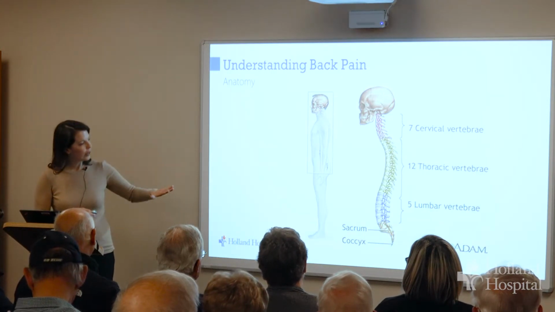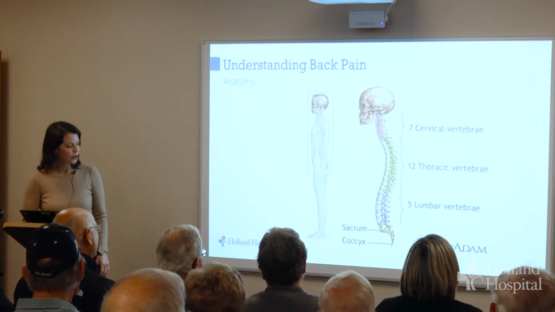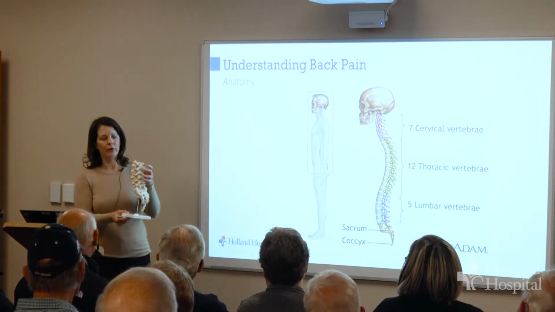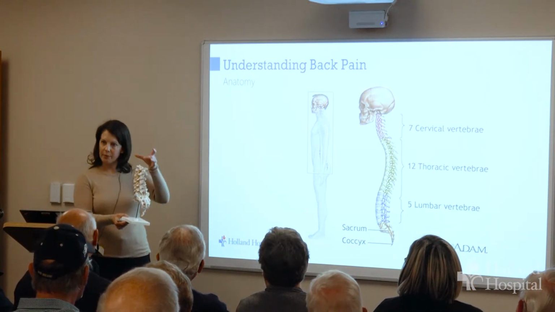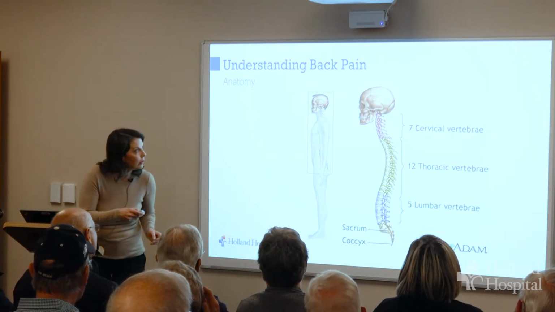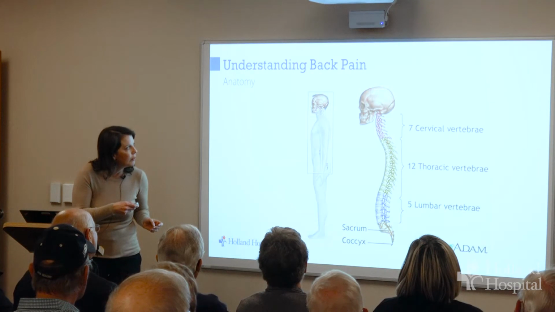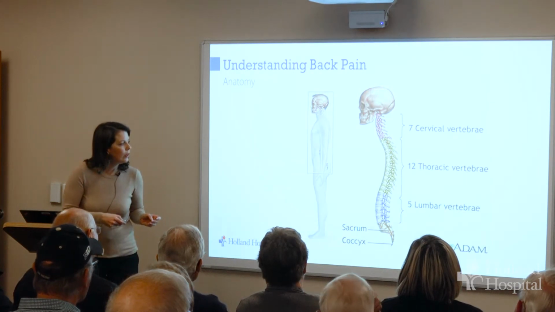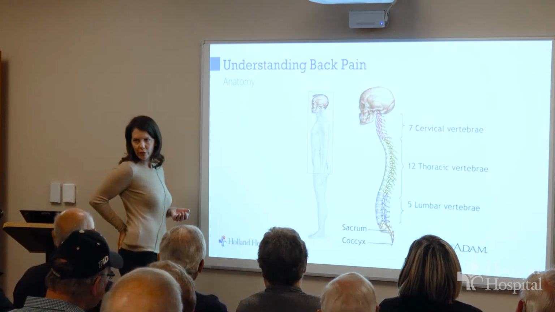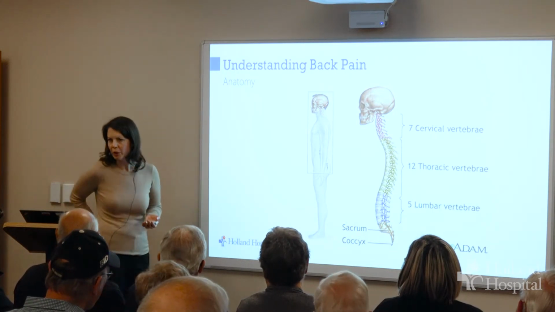So this is a diagram of the spine, and the spine is made up of individual bones called vertebrae, and they stack on top of one another. And it starts at the base of our skull. Let's see how good I am with this laser here. So the base of our skull, and it goes all the way down to our sacrum, which is that triangular bone in the middle of our butt. Most of us call that the tailbone.